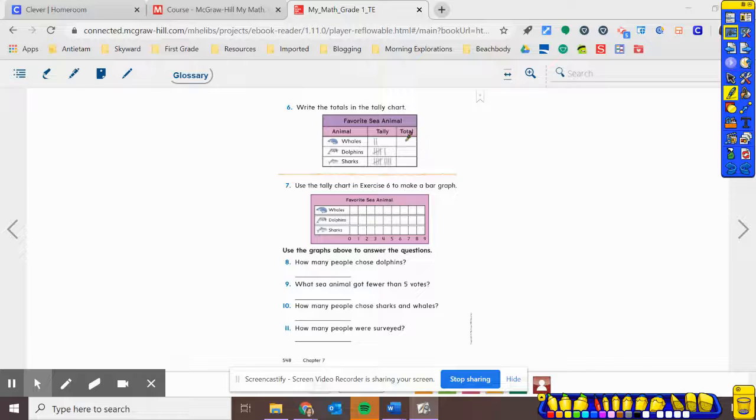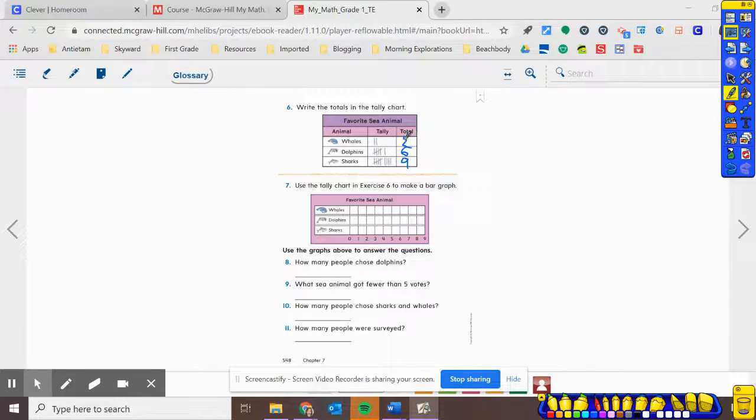Okay, so how many people voted for whales? I count 2 tally marks. How many people voted for dolphins? I see a group of 5 and 1 more, 6. And sharks, 5. Count on 6, 7, 8, 9. Lots of people voted for sharks.